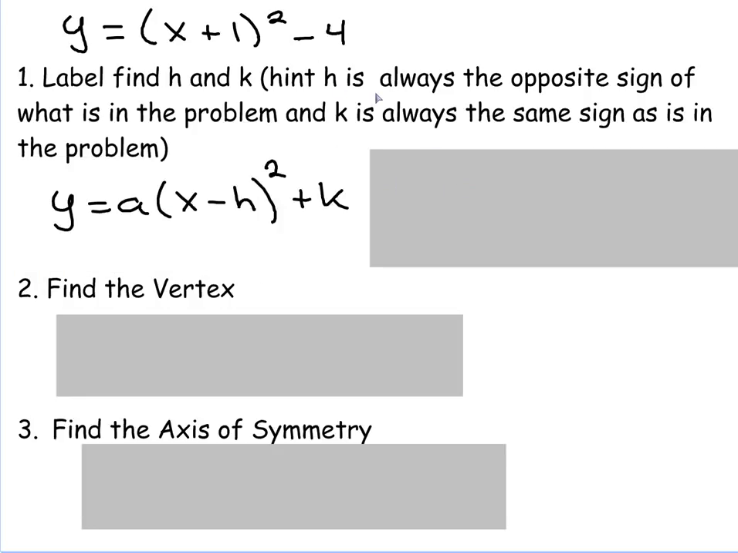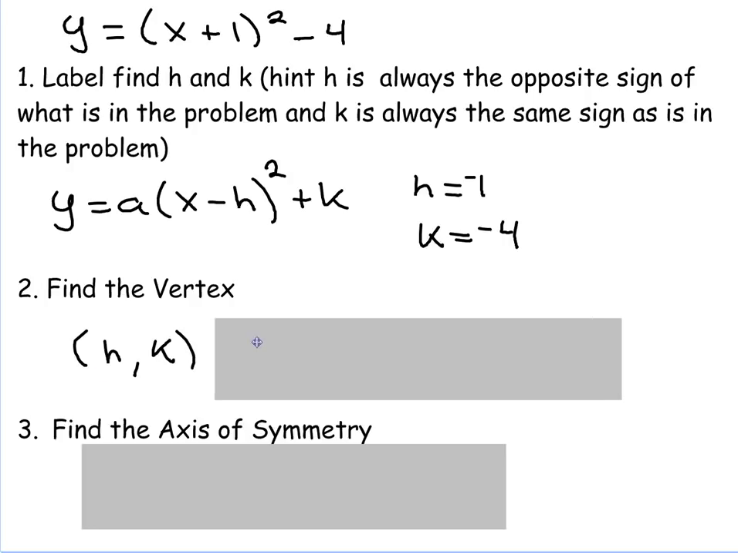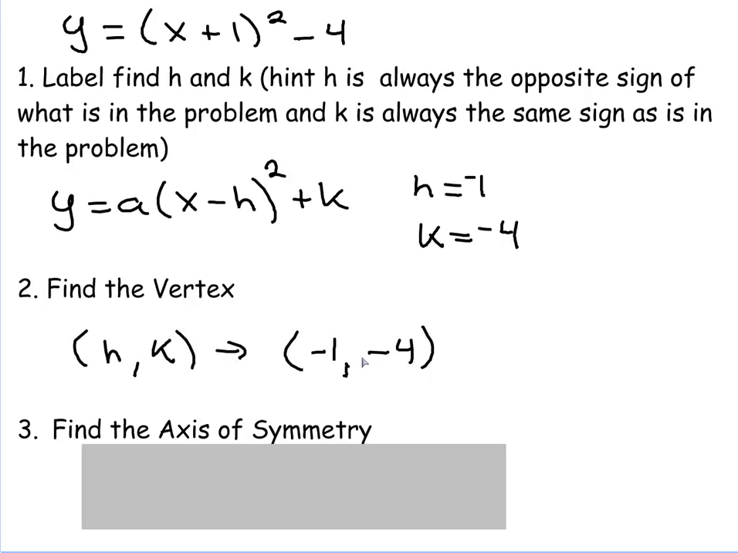Hint: h is always the opposite sign because of the negative sign in front of the h. We always want to switch that sign to whatever it happens to be. And the k, because it's a positive in front of it, always stays the same. So in this case, my h is negative 1 and my k is negative 4. The vertex is always of the form h comma k, so my vertex is negative 1, negative 4.